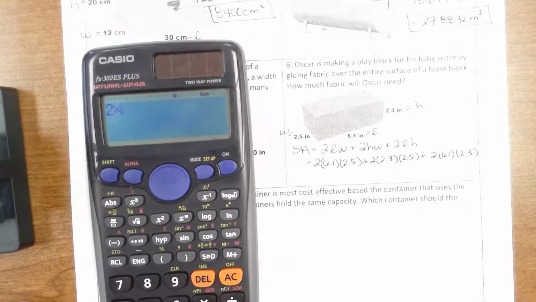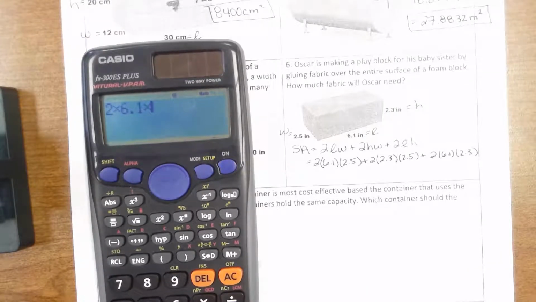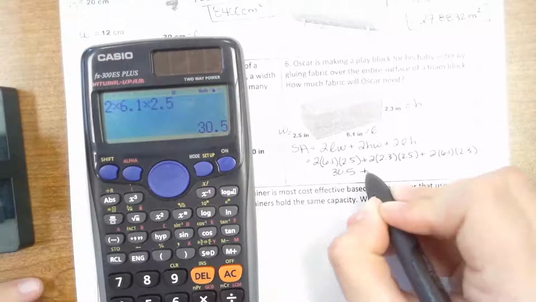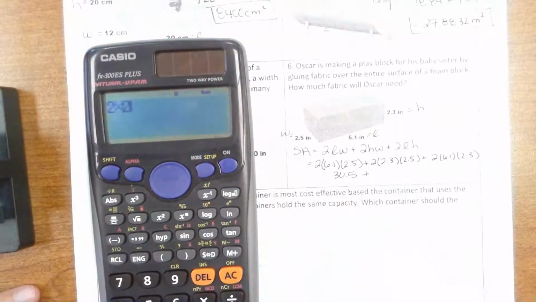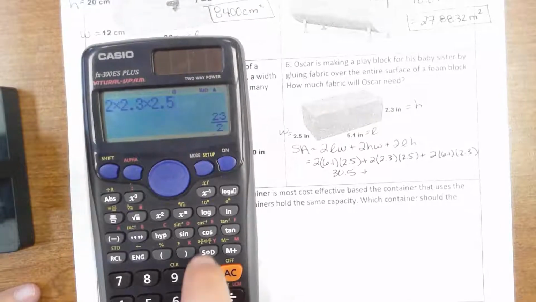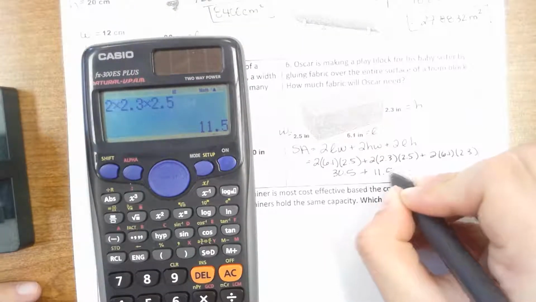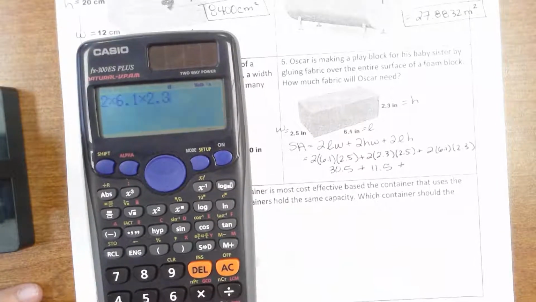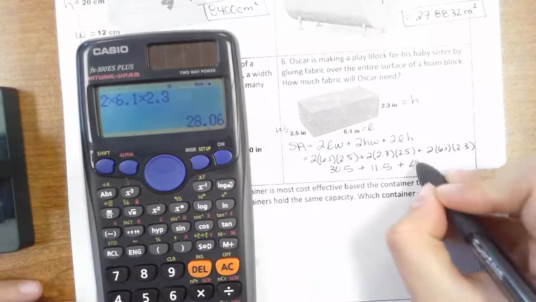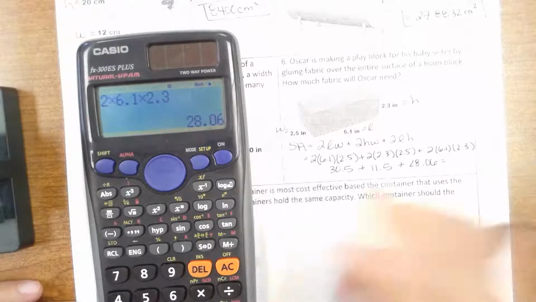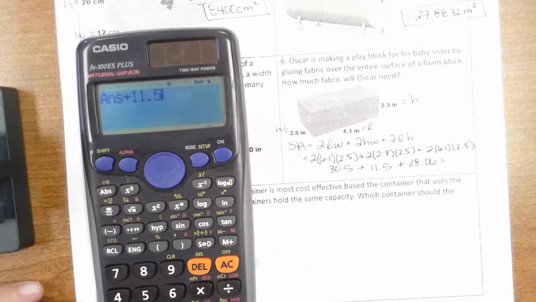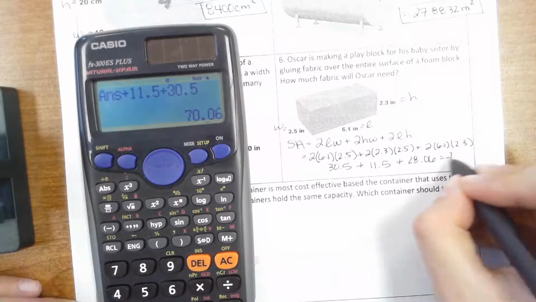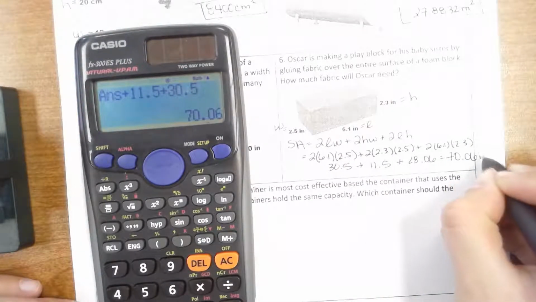So I have 2 times 6.1 times 2.5, and that gives me 30.5, plus 2 times 2.3 times 2.5, and that gives me 11.5, plus 2 times 6.1 times 2.3 gives me 28.06. And then the last step is to add all of those numbers together, and we get a total of 70.06 square inches.